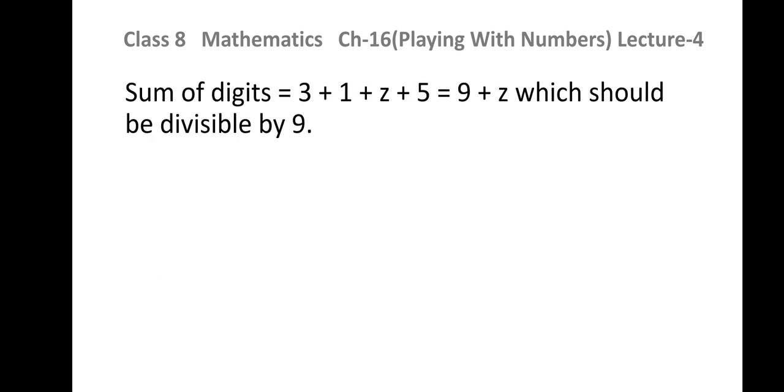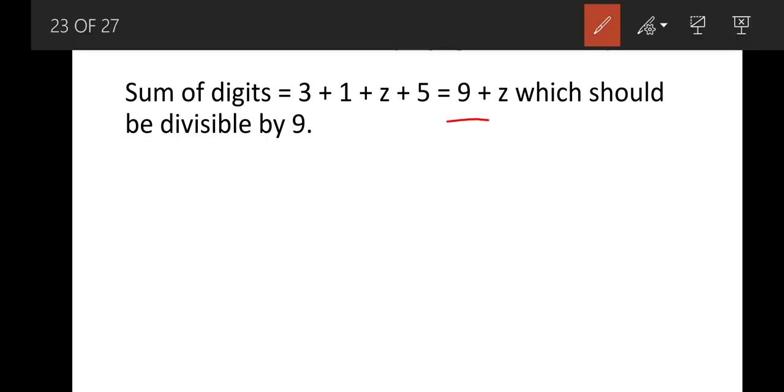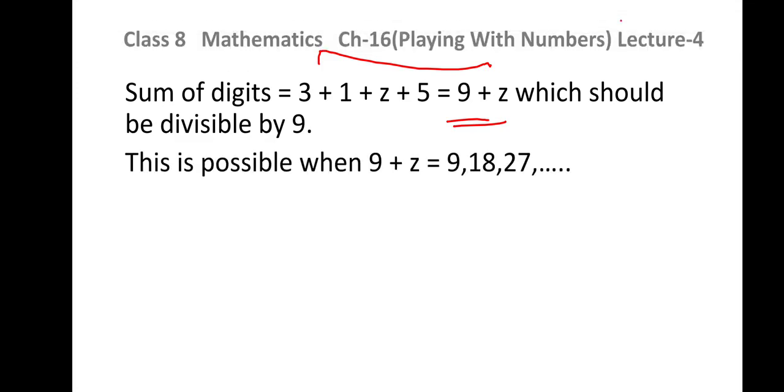The sum of the digits is 3 plus 1 plus z plus 5, that is equal to 9 plus z. I have taken the sum of the digits, so it will be 9 plus z, which should be divisible by 9. This is possible when 9 plus z is equal to 9, 18 or 27. I have written the multiples of 9.